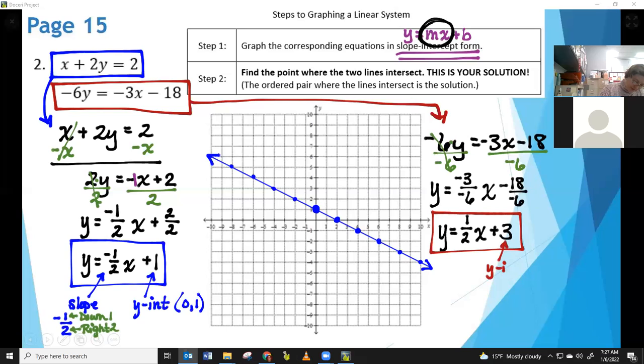Here's my y-intercept at 0, 3. So right here. And then my slope of 1/2. Last time we went down 1 and right 2. Will I do the same thing this time? No, what am I going to do? Up 1, still right 2. There we go.